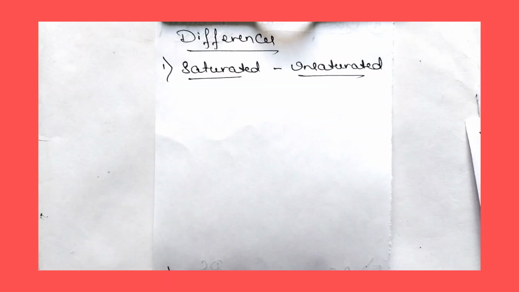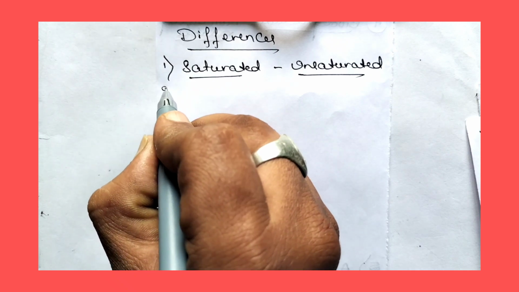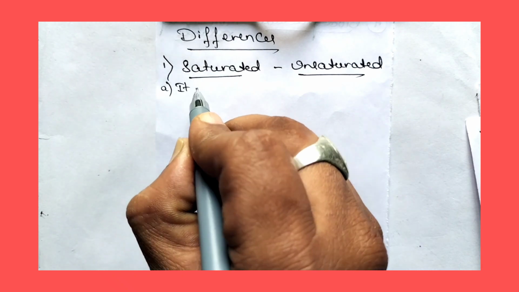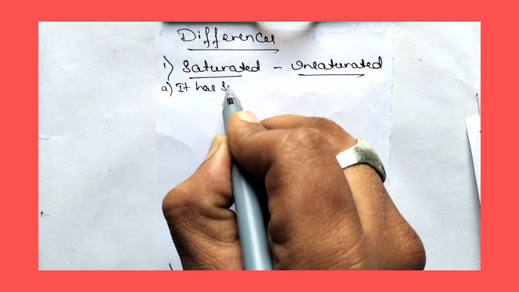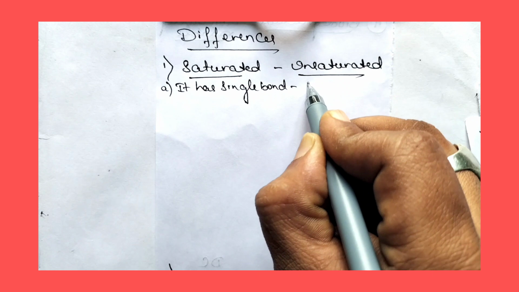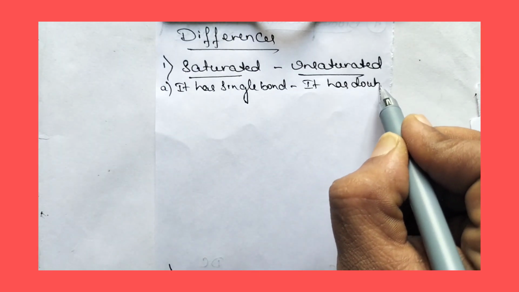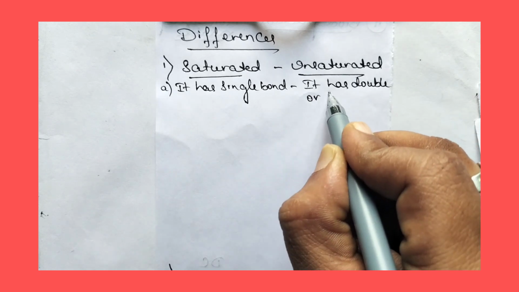Hi everyone. In this video, we are going to answer the differences. Let us list the difference between saturated and unsaturated. Saturated has single bond. Unsaturated has double or triple bond.